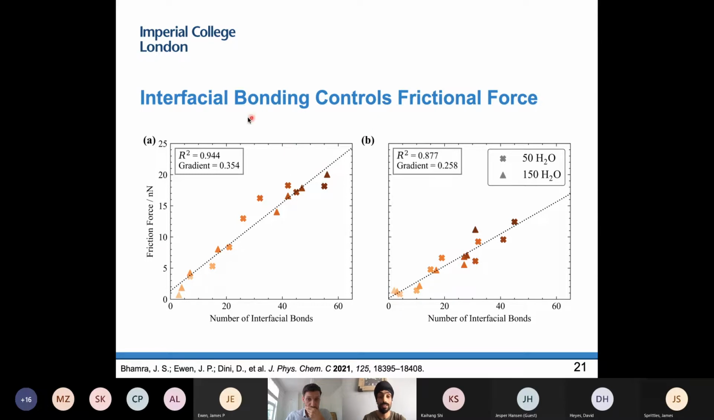Oh, sorry, I said that wrong actually. So this A is actually diamond on calcite and B is diamond on quartz. My bad. So ignore what I just said for this slide. I'll start again.